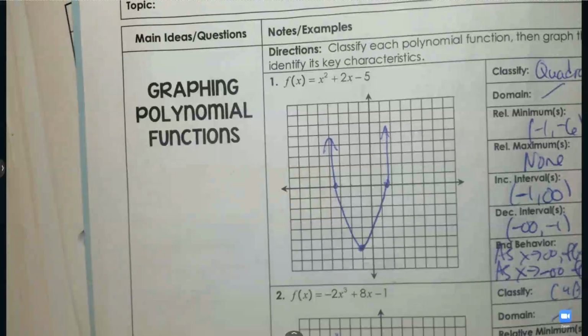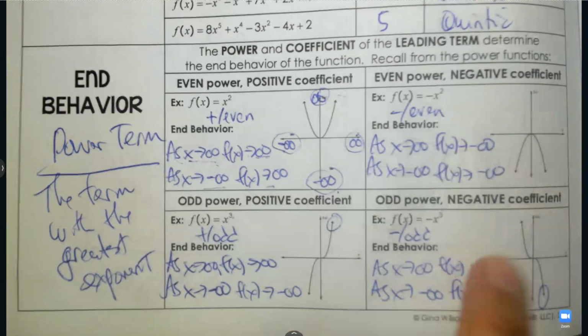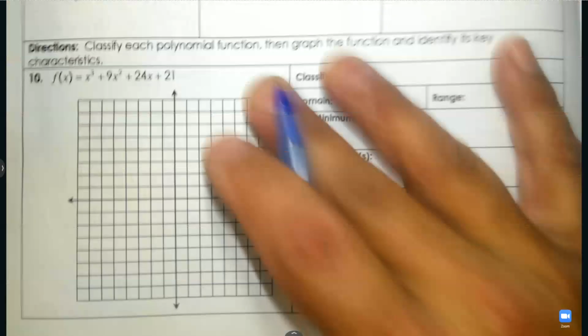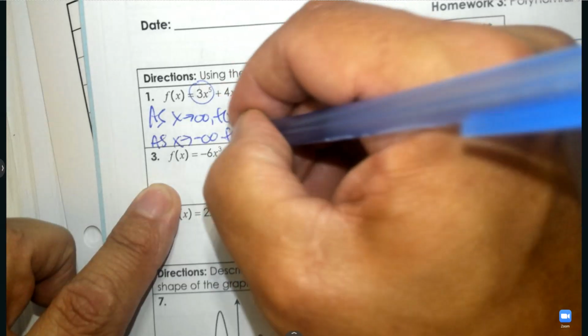If you have to go back to this page here in your notes, right, that describes it, 2 pages back, then you look at it until you remember it. Copying me is not the best. So we're trying it. So as x approaches infinity, the function goes up. The left end, as x goes to negative infinity, the left end goes down.